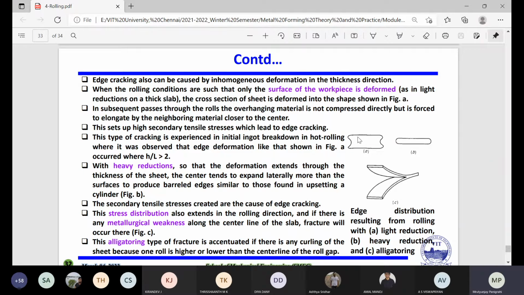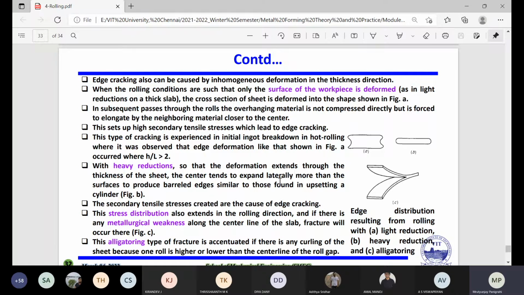So this is elongated, because if you remember, our thickness is decreased but width is increased. The moment the width is increased, you can see the upper part is already deformed, or elongated, and the lower part is also elongated because two rolls are there, but the inner part is still like this. So the surface of the workpiece is deformed. In subsequent passes through the rolls, the overhanging material is not compressed directly, but is forced to elongate. As I just explained, the middle part is trying to elongate and cope up with the upper part, but it cannot do it well.